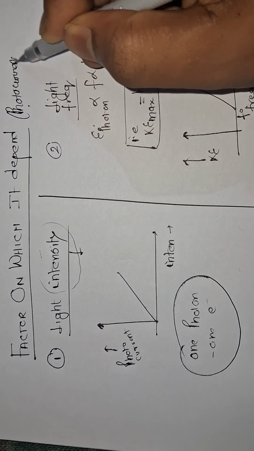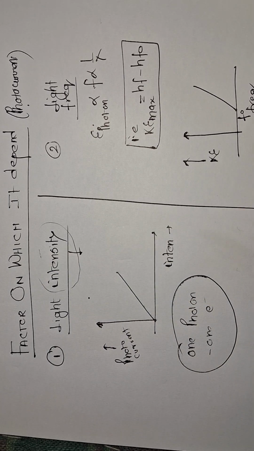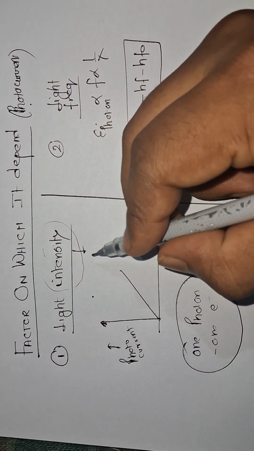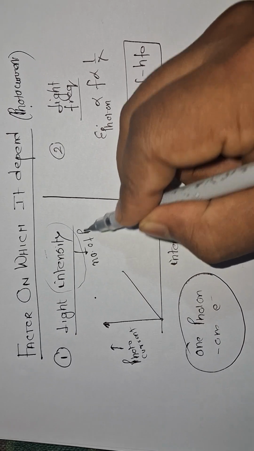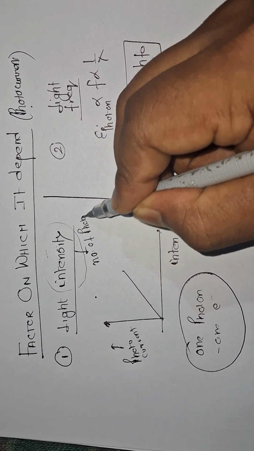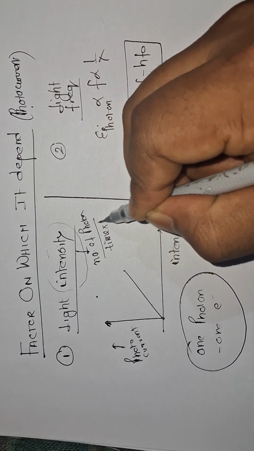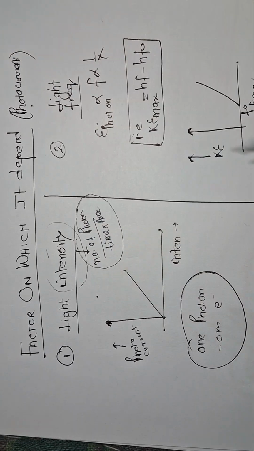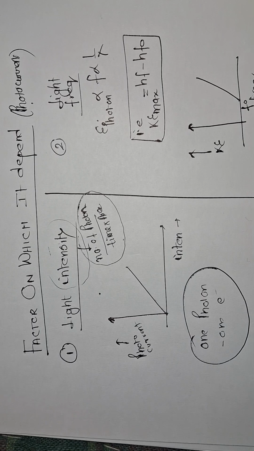Photocurrent depends. Okay, number one which I have marked is the light intensity. Now what does intensity mean? In the case of light, intensity means number of photons per unit time and per unit area. So intensity in general means number of photons per unit time per unit area.